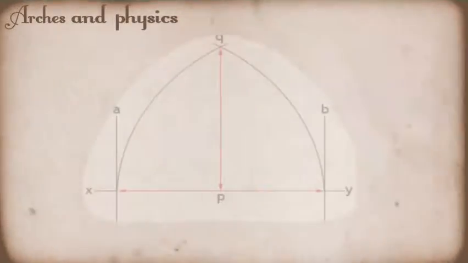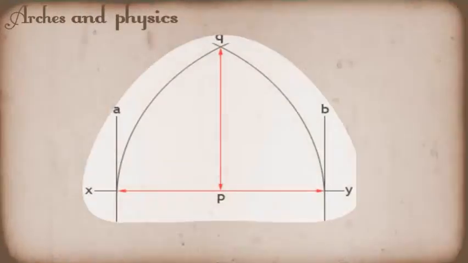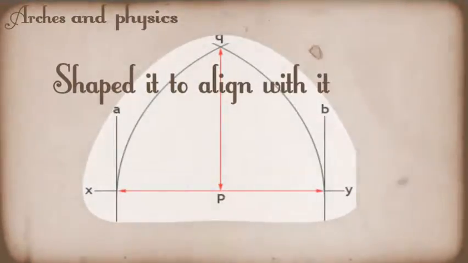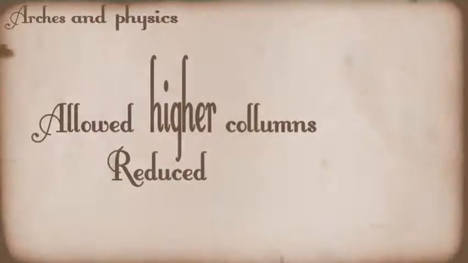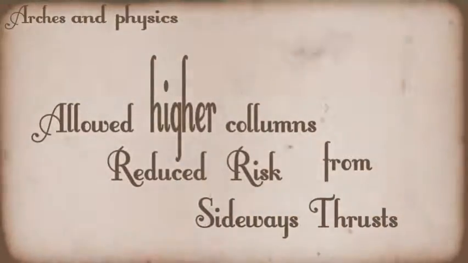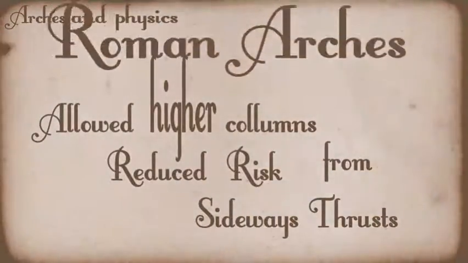Unless you're working with a Gothic arch, which isn't rounded but pointed. They did this by shaping it to align with its own thrust line. That allowed for higher columns and reduced risk from sideways thrusts. But back to Roman arches.